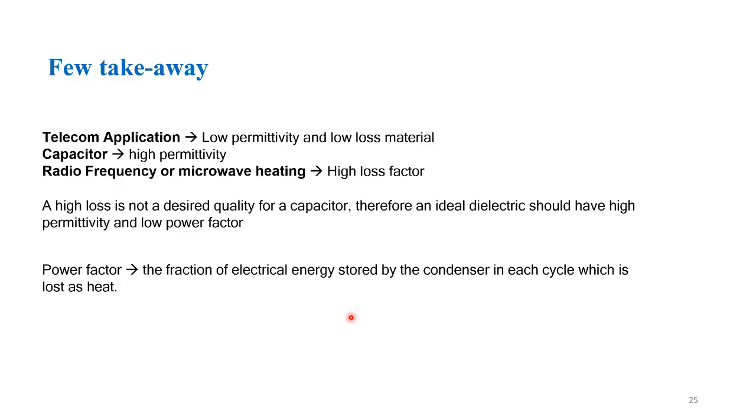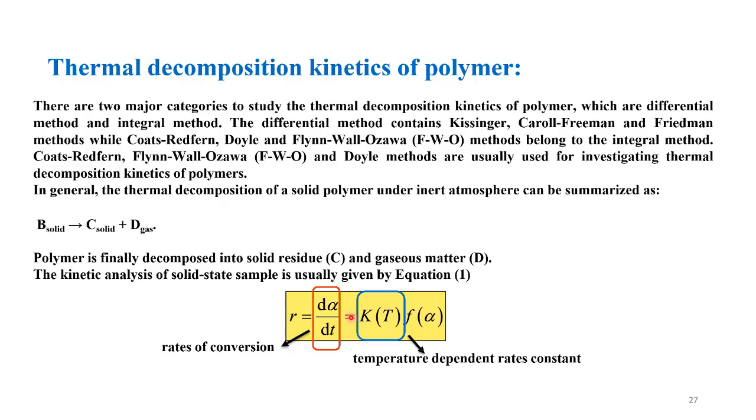So in the telecom application, low permittivity and low loss materials are used. For that, we can perform the DETA experiment. For capacitors, high permittivity is needed, while radio frequency or microwave heating involves high loss factors. A high loss is not a desired quality for a capacitor. Therefore, an ideal dielectric should have a high permittivity and low power factor. Power factor is the fraction of the electrical energy stored by the condenser in each cycle which is lost as heat. So there are different equations.